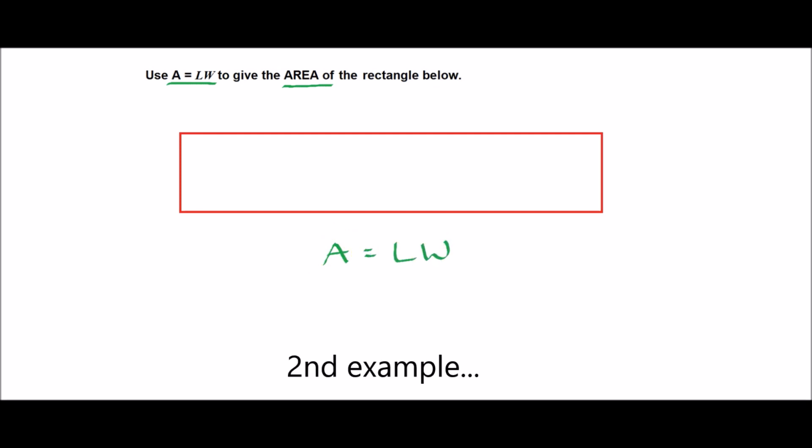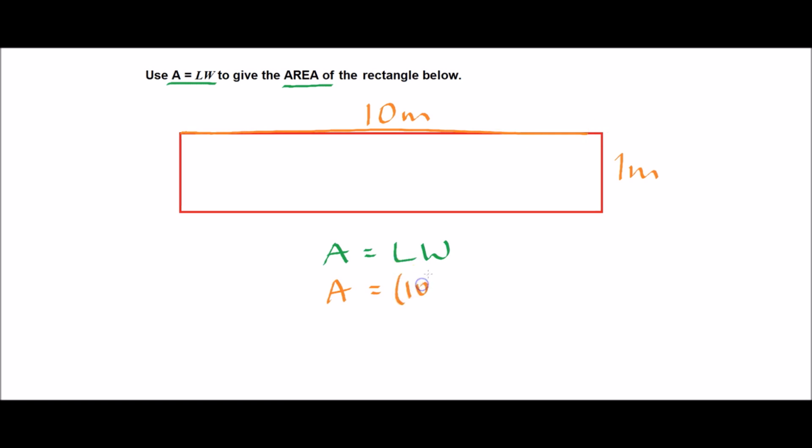So for these problems, you are usually given the length and the width. So let's do that. Let's say this is 10 meters, and let's say this here is 1 meter. Okay, so now we can use our formula and just follow it through. So we plug in the values we know. So area equals, we do know the length, right? So that's 10. Put it in brackets. And the width is 1. So again, put it in brackets.